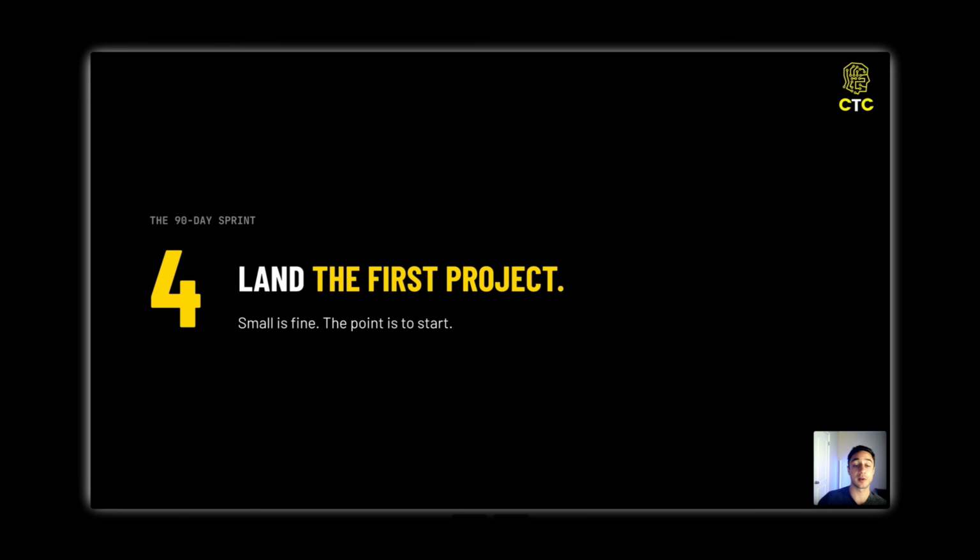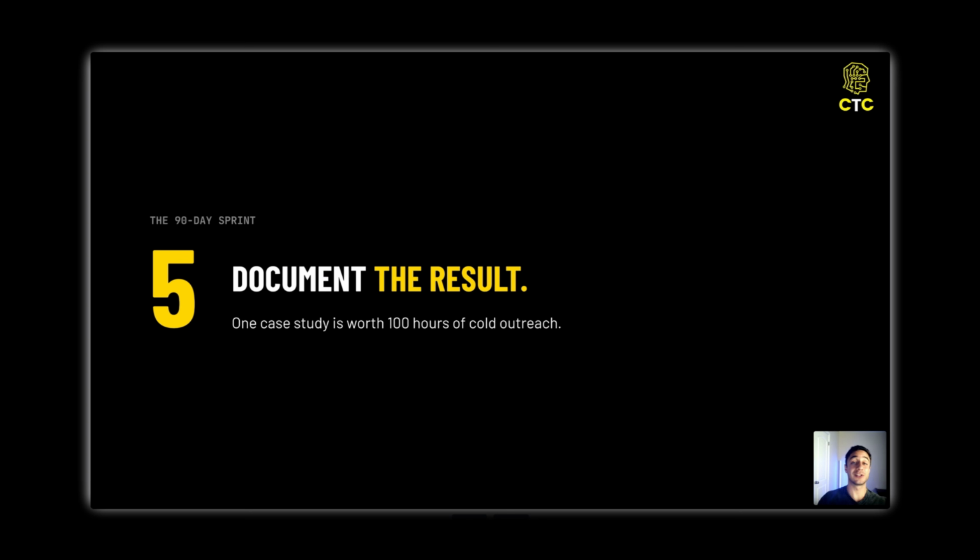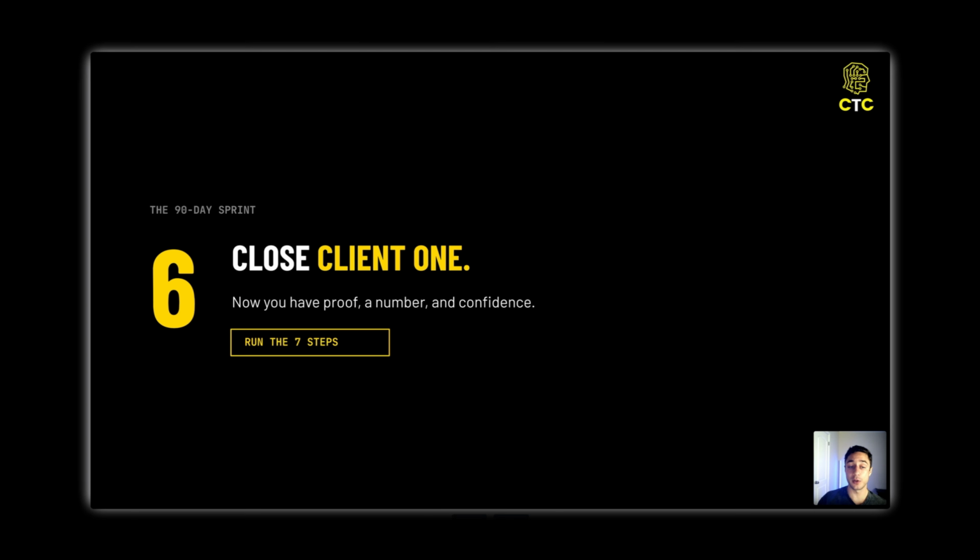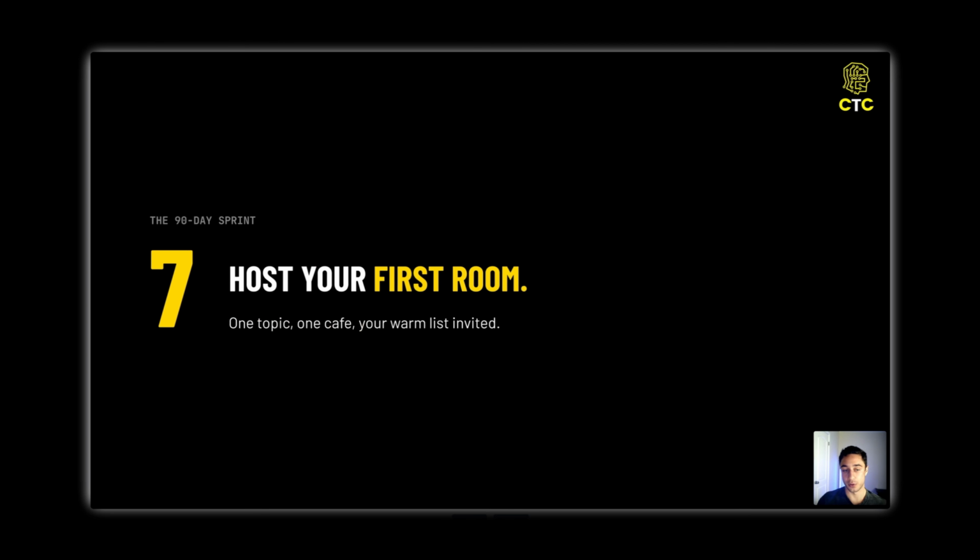Then you're going to land your first project from these 3 things already. And even though it's going to be small, that is completely fine. The point is to just start right now, but never do anything for free. Always charge for it, okay? You want to document that result because 1 case study is going to be worth 100 hours of cold outreach for you. And you're going to officially close that client. So you're going to have proof, a number, and the confidence and the belief to now understand that you can do this on your own.